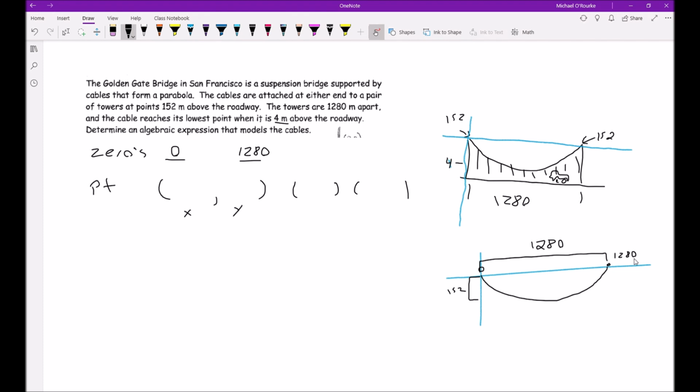Now, if you look at chat, Christopher made a good point and said the lowest point would be halfway. So let's build off of that, and I'll see if you can figure out what that point would be in x, y. You have it half right, Christopher. 640 is half. But -4 is not correct.